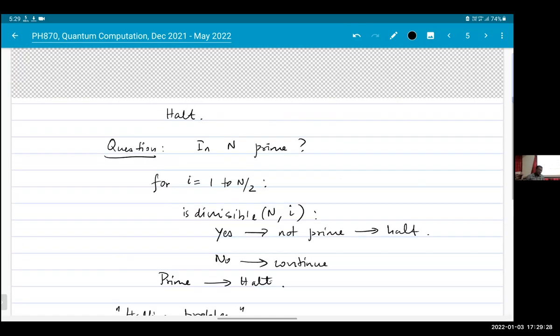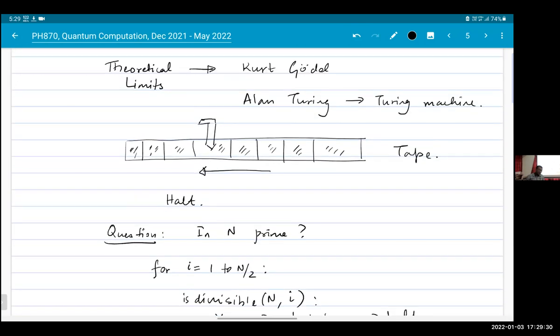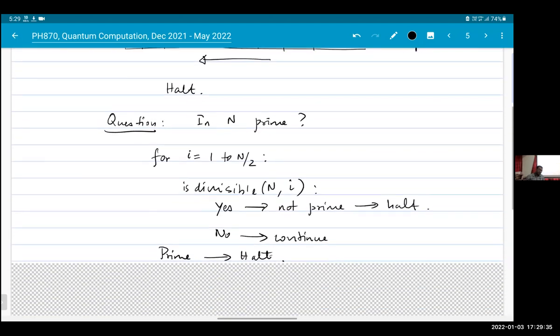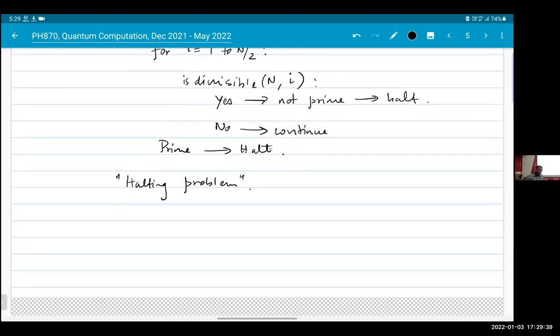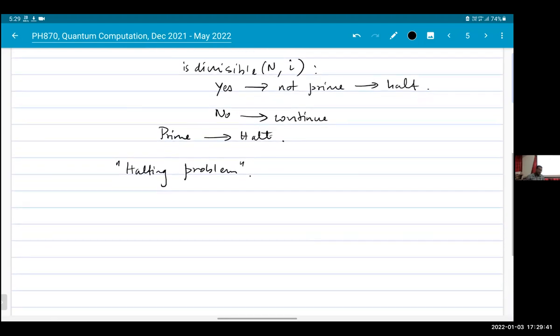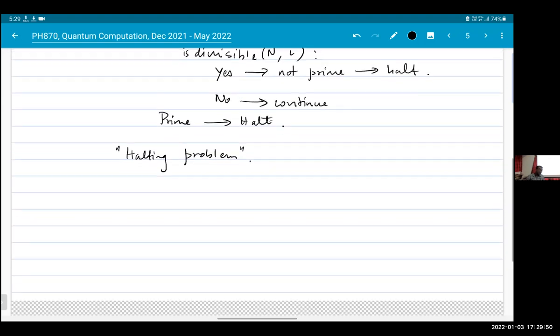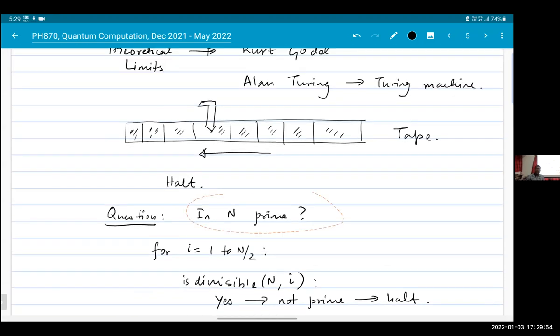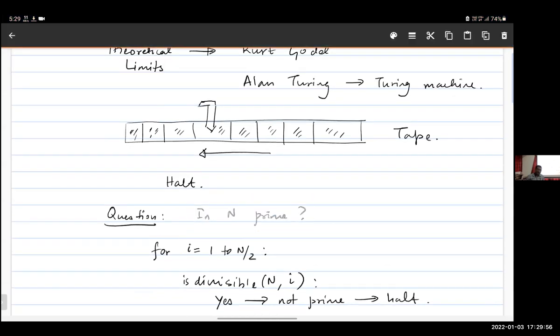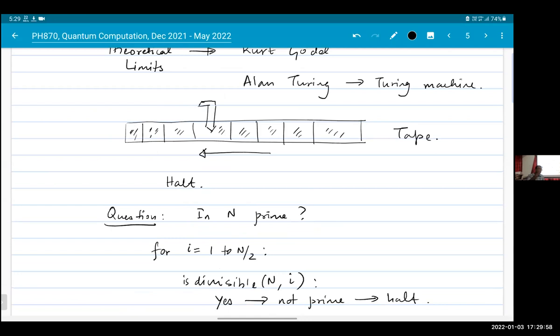Meaning that your program, whatever your question is, is it possible to write a program which can always come to a halt, which can always give you a definite yes or no answer? So for instance, whether n is prime, you will always get a true or false answer, right?